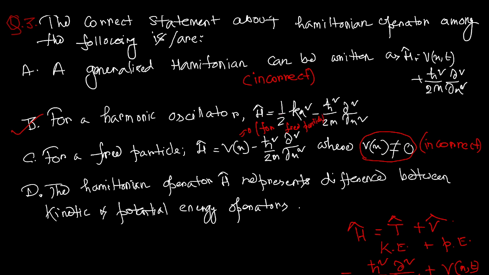Now you can see here, the Hamiltonian is a sum of T and V, so it cannot be the difference between the two. So that is also incorrect. So one option is correct, that is the expression of the Hamiltonian for a harmonic oscillator. Now where do the questions on the harmonic oscillator come from? The next question is on something else.